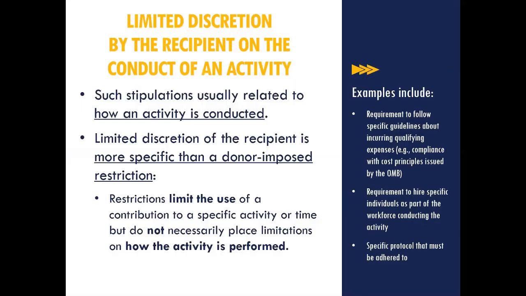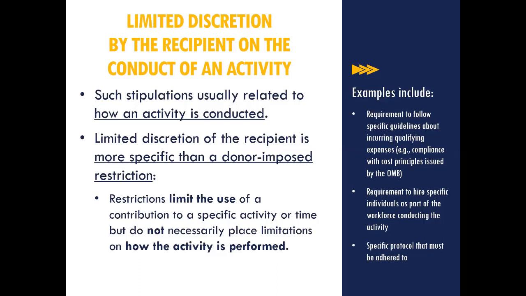The next one, the second indicator we're going to look at, is limited discretion by the recipient on the conduct of an activity. These are really relating back to how the activity is being conducted. Many times this is confused with a restriction. With this limited discretion, we're really looking at how the activity is conducted. So it's more specific than a donor-imposed restriction. Your restrictions are really limiting the use of those contributions, but not necessarily how the activity is being performed.